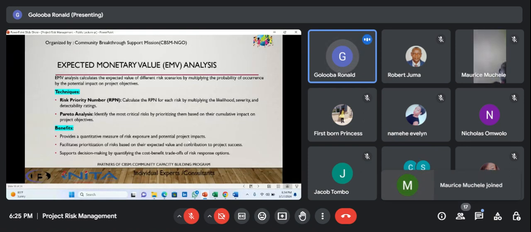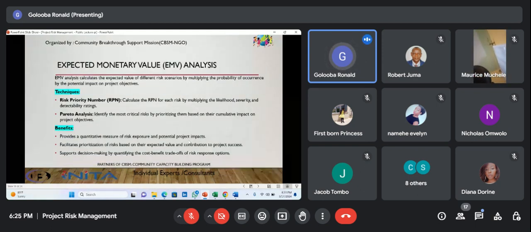Then we have the expected monetary value analysis that calculates the expected value of different risk scenarios by multiplying the probability of occurrence by the potential impact on the project objectives. And some of the techniques here, you have the risk priority number, RPN, which is calculated for each risk by multiplying the likelihood, severity, and detectability ratings.